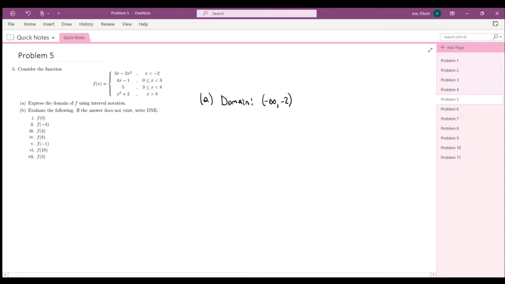The next interval, though, is it's also defined for x between 0 and 3. So that will give me another interval in the domain. Looks like 0 was included. So because it's included, I would do a bracket for 0. And I'll go up to 3.